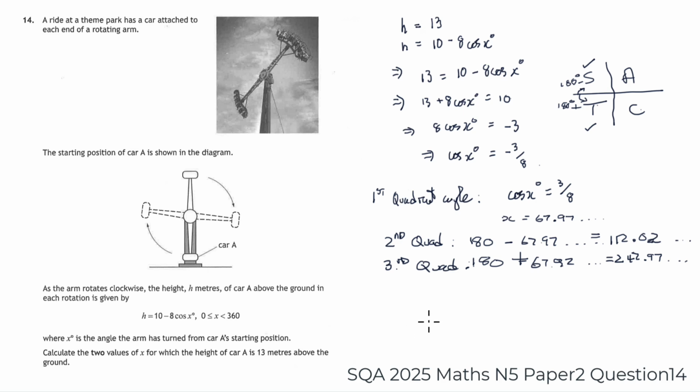13 meters. So the required values for x will be 112 approximately, or 248 if I round to three figures there, 0.9, this goes up to 248. So these are the two values for x. Cosine of 112 and the cosine of 248 will give us negative 3/8. And we should of course put in how accurate this is. We've rounded these off to 3 significant figures.